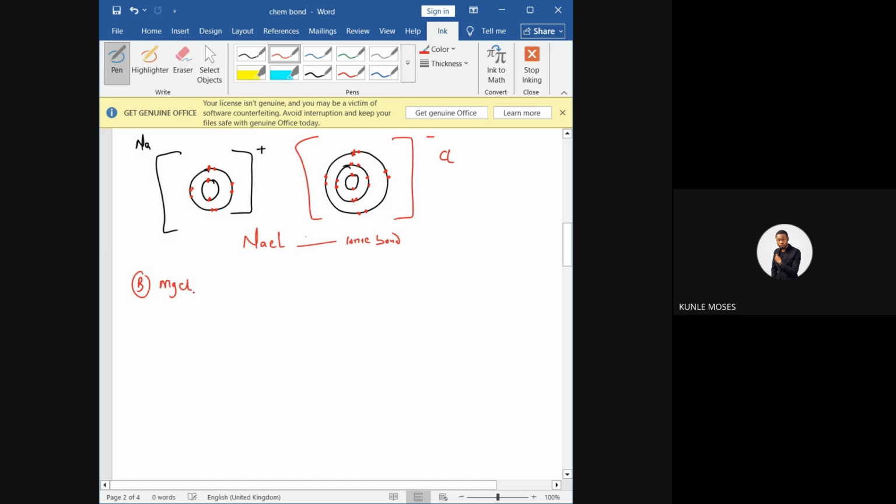MgCl2 is also the same thing. Mg, yeah. That's element number 12, right? If you remember, that's 2,8,2. And Cl, just like what we did now, is element number 17. That's 2,8,7. So this Mg, look at it now, wants to donate these 2 electrons.